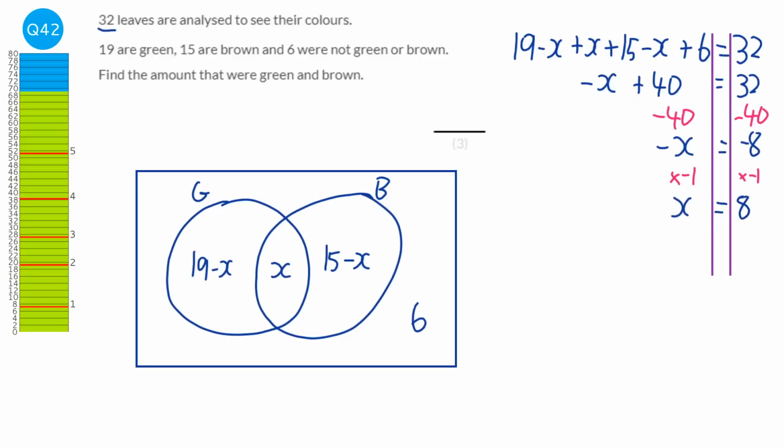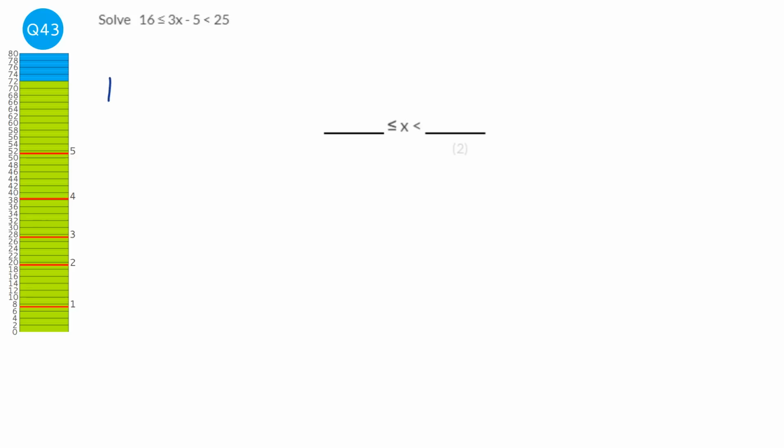So now we know x is 8, we can start filling in the Venn diagram. So it's 19 take away 8, which will be 11. X is 8, so we know that that's 8. And 15 take away 8, which is 7. So to find the amount that were green and brown, we know it's going to be 8. So I'm just going to write this out again, just so we've got a bit more space.